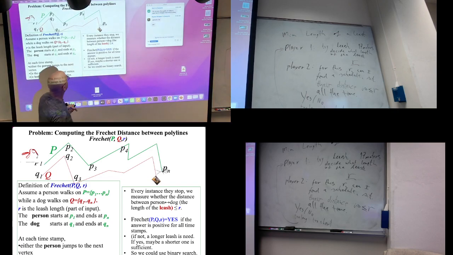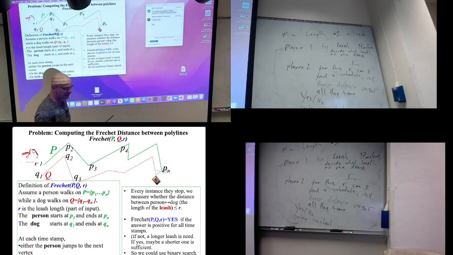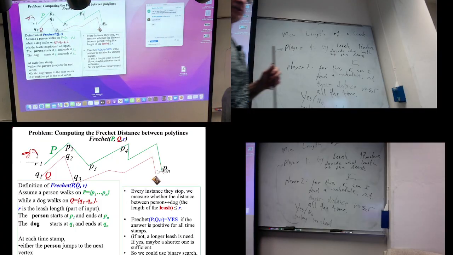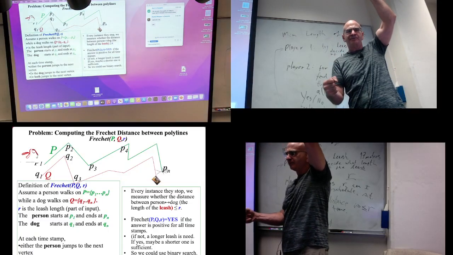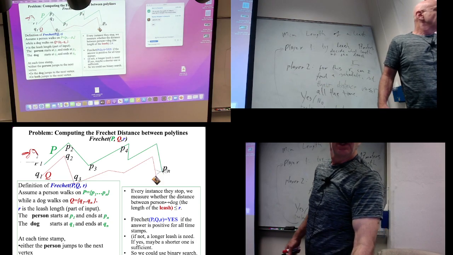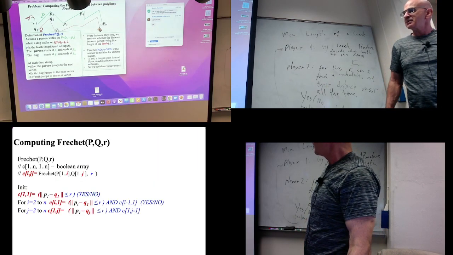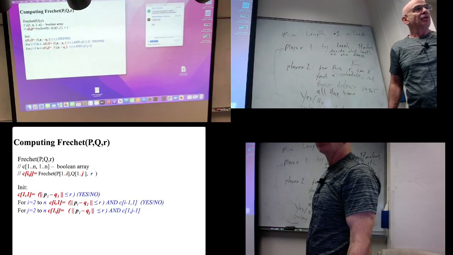For example, player 1 might say, let's try to get some sanity check. Try the shortest distance between any two vertices, closest you can get. Try a really tiny R, a really short leash. Can you find a schedule now? Okay, with this tiny shorter leash, doesn't work. Try a longer one, and so on. Long discussion. Just as in dynamic time warping, the rules are that either the dog jumps or the man jumps, or they both jump.